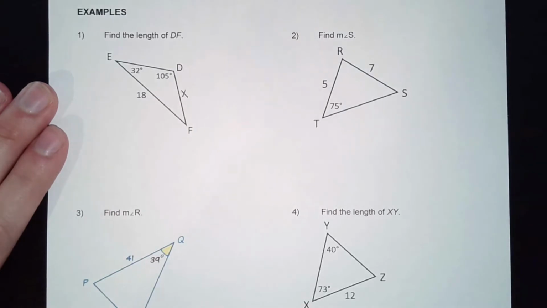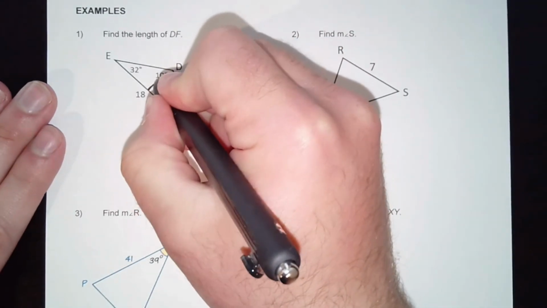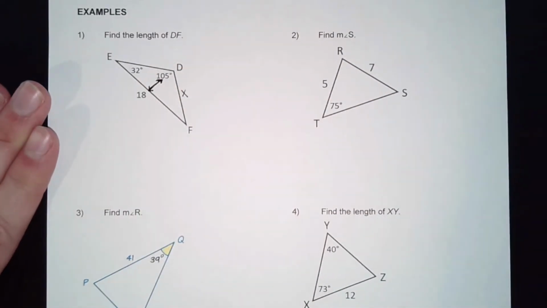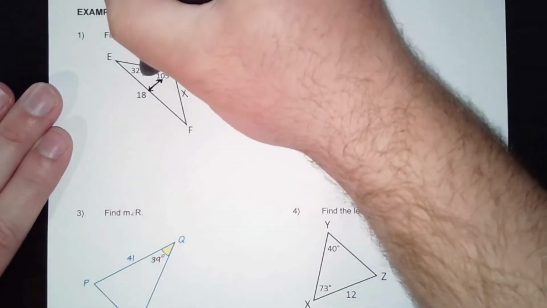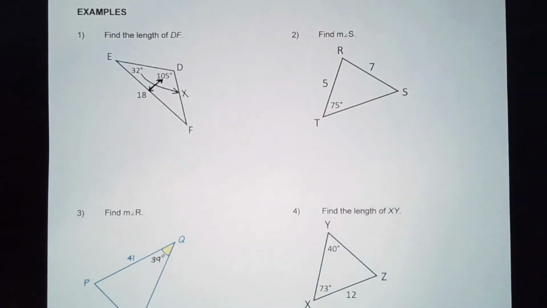The other thing I have to look for is I have to make sure I have a complete pair of a side and an angle across from it. So the only side I have is the 18, and across from the 18 is the angle of 105. So I do have my complete pair. I can then use my 32, which is across from my x side that I'm trying to find, which is important. I need to know the angle that's across from it.